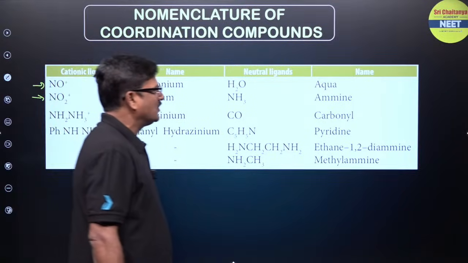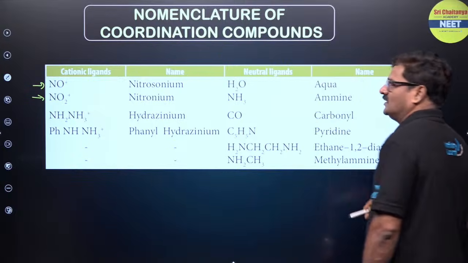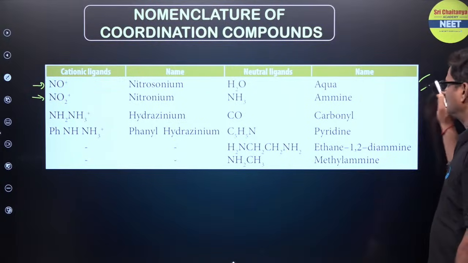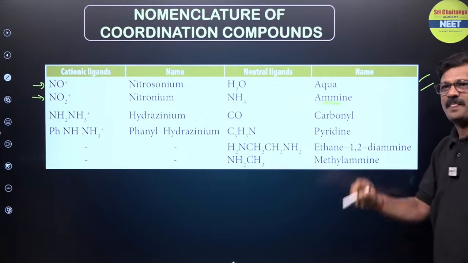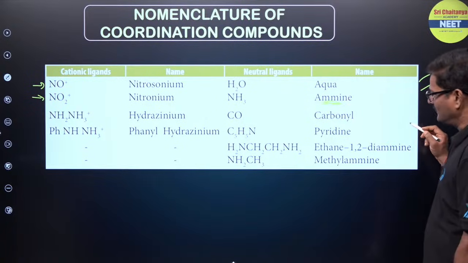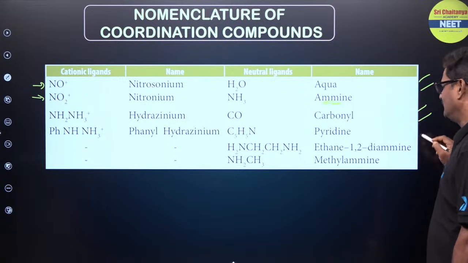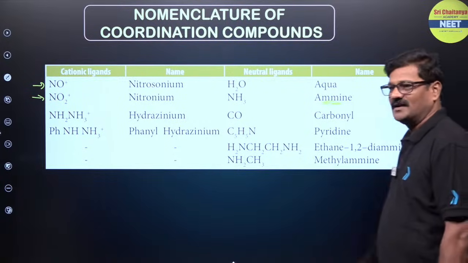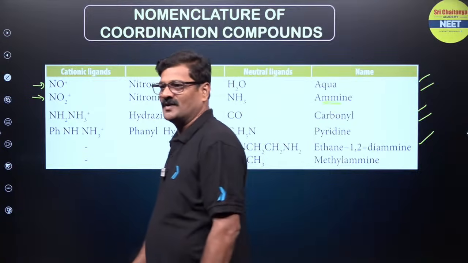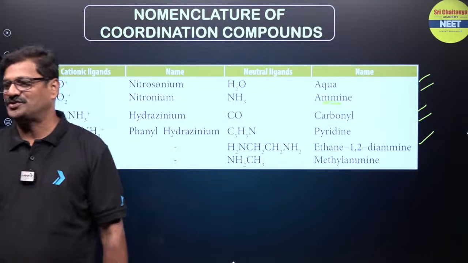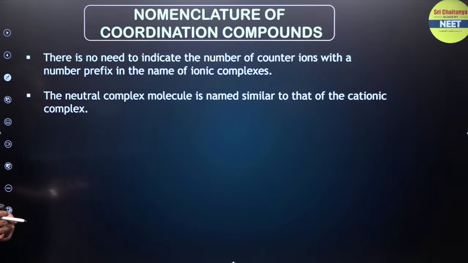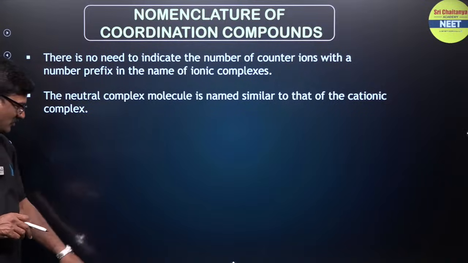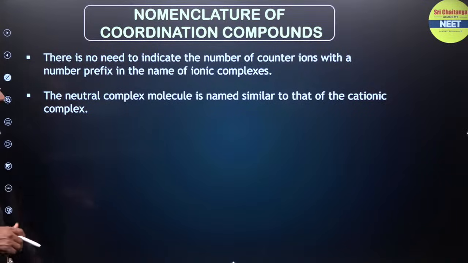H2O is aqua, NH3 is ammine, so double M is required. Is it visible? Double M is required. Pyridine, carbonyl, ethane-1,2-diamine, and like that. Now moving ahead, there is no need to indicate the number of counter ions with the prefixes in the name of the ionic complexes.